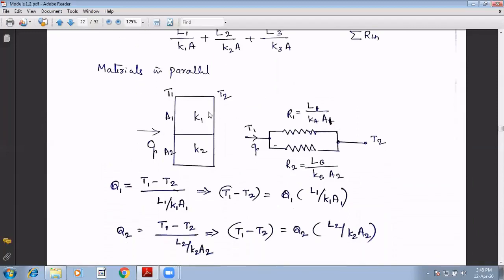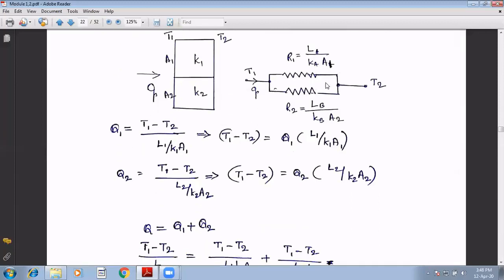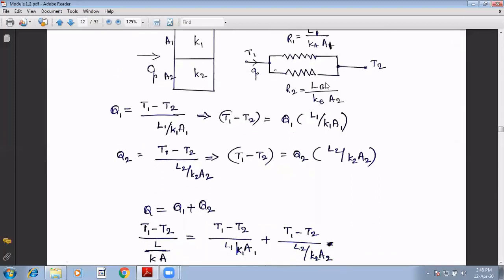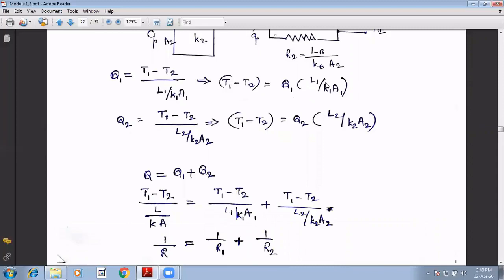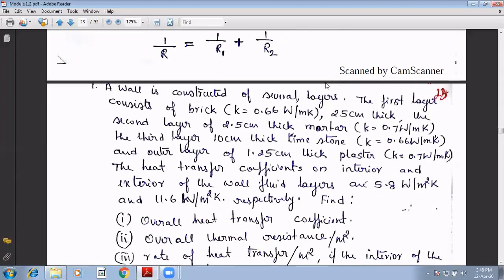In some cases, the material is placed in this way, where the resistances are parallel in nature. Now, how to calculate equivalent resistance? 1 over R1 plus 1 over R2 is equal to 1 upon R equivalent. That will be solved in one of the problems that we are going to consider.